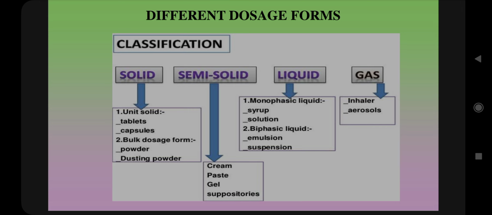In the solid it will include unit dosage forms, that is tablets or capsules. Second is the bulk dosage form, powder, dusting powder. In the semi solid it will include cream, paste, gel, suppositories. Liquid will be monophasic or biphasic, and monophasic is syrup, solution. Then biphasic liquid is emulsion and suspension. And in gas, we are using inhalers and aerosols.